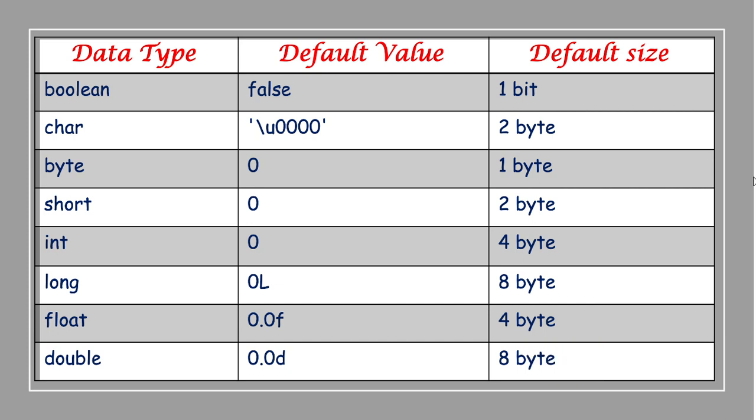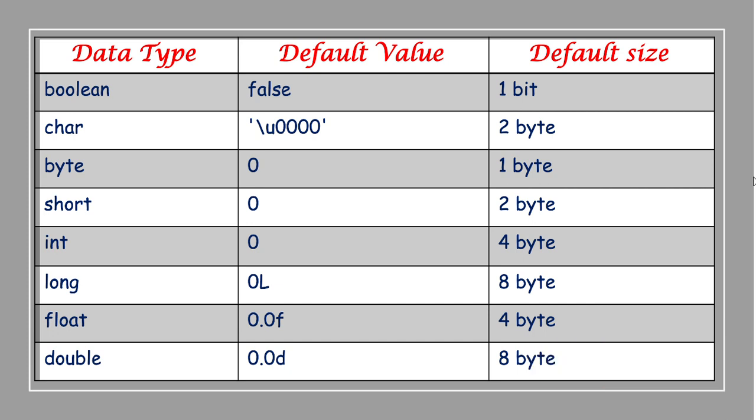Next, coming to byte. Byte, its default value is 0, it occupies 1 byte. Short, its default value is 0 and it occupies 2 bytes. Int has a default value of 0 and occupies 4 bytes. Long has a default value of 0 and occupies 8 bytes. Float has a default value of 0.0f and occupies 4 bytes. Double has a default value of 0.0d and occupies 8 bytes. So long and double are used for high level calculations.